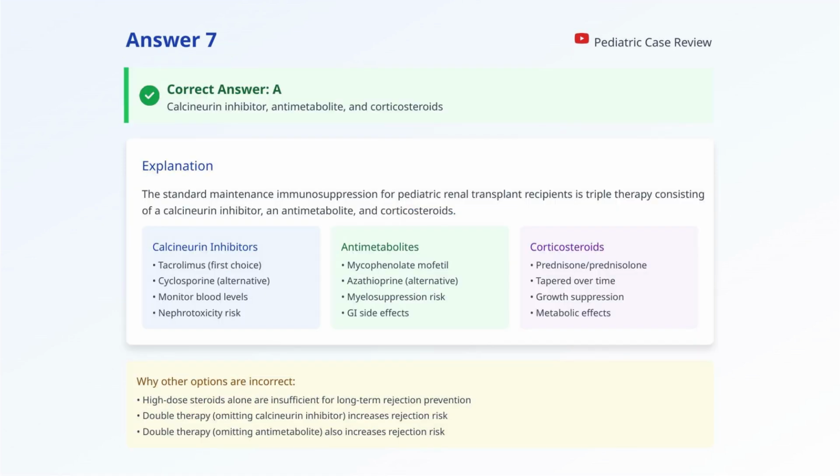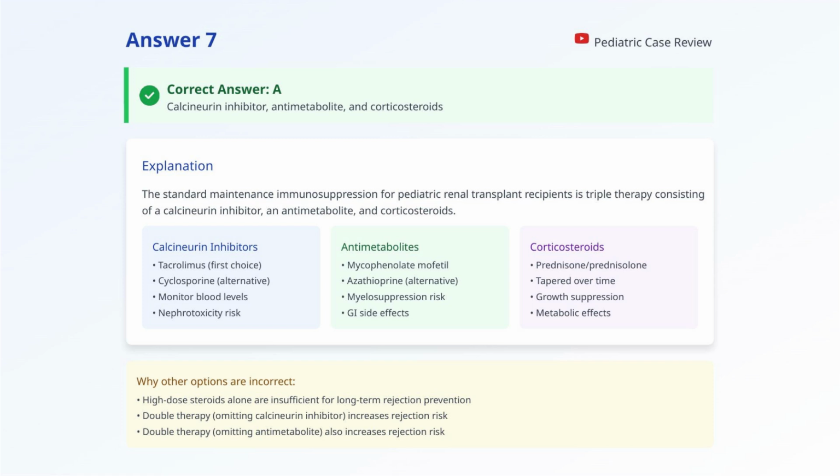The correct answer is A, calcineurin inhibitor, antimetabolite, and corticosteroids. The standard maintenance immunosuppression for pediatric renal transplant recipients is triple therapy consisting of a calcineurin inhibitor, an antimetabolite, and corticosteroids. Calcineurin inhibitors include tacrolimus as first choice and cyclosporin as alternative, requiring blood level monitoring and carrying nephrotoxicity risk. Antimetabolites include mycophenolate mofetil and azathioprine as alternative, with risks of myelosuppression and gastrointestinal side effects. Corticosteroids include prednisone or prednisolone, tapered over time, with risks of growth suppression and metabolic effects.